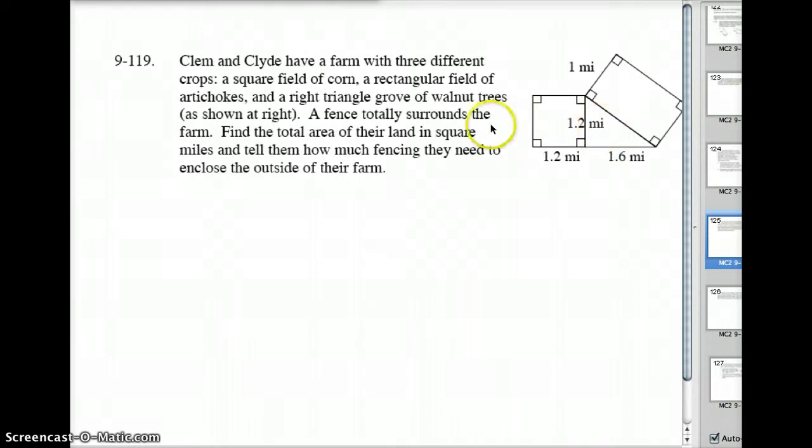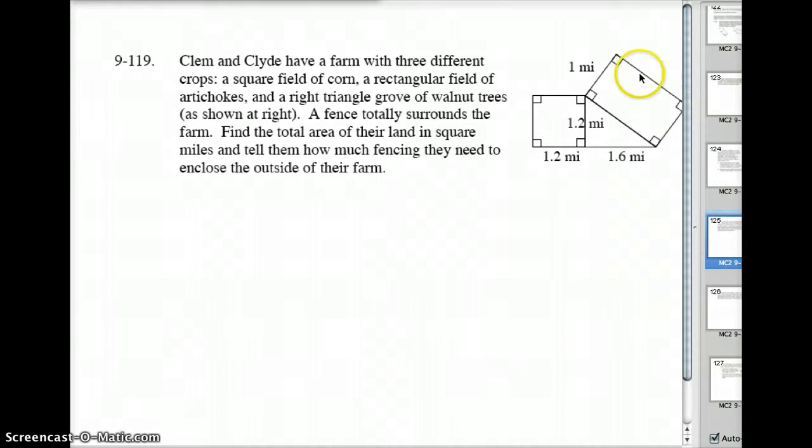So a fence goes totally around the farm, which means the fence goes from here to here, from here to here, from here to here. So far they've given you all these sides, from here to here. But here comes the tricky one. They have not given you this side.